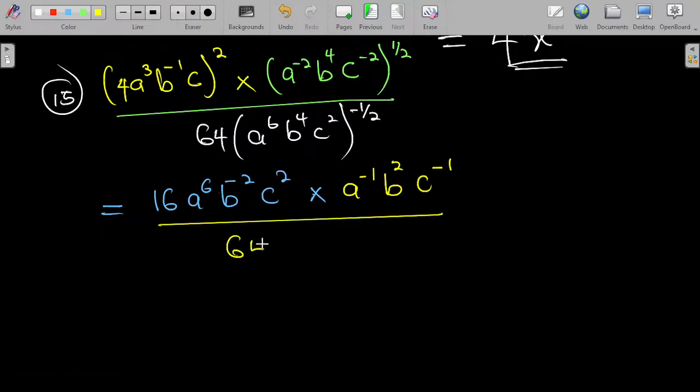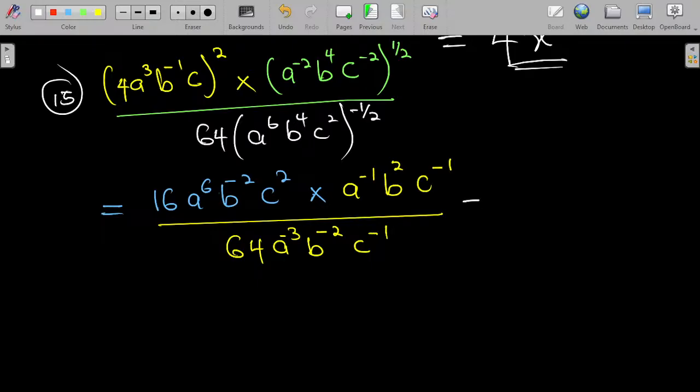So 64 will come down. So half will come on 6, you have 3. Half will come on 4. Sorry, it's minus half, so this should be minus 3. Minus half will come on 4, you have minus 2. And minus half will come on 2, you have minus 1. Beautiful. Alright, so let's go.